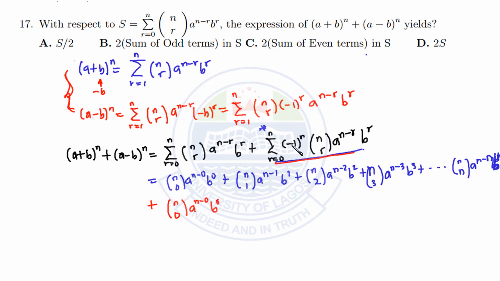Now if your R is 1, what happens? That means you are going to have minus 1 raised to power 1. That means you are going to have minus n combination 1 of A raised to power n minus 1 B raised to power 1. Then if your R is 2, minus 1 squared will give me plus n combination 2 A raised to power n minus 2 B raised to power 2. Then if my R is 3, minus 1 raised to power 3 will give me minus n combination 3 of A raised to power n minus 3 B raised to power 3.